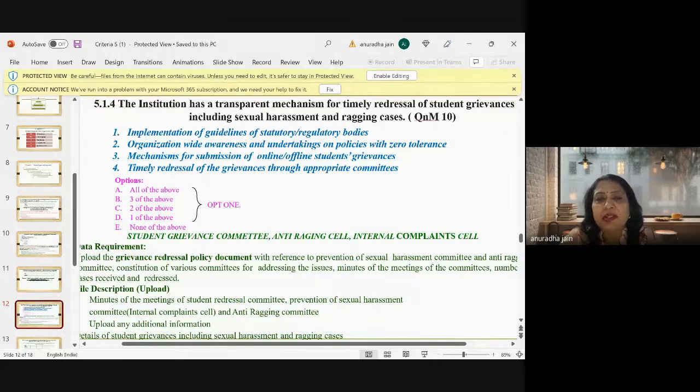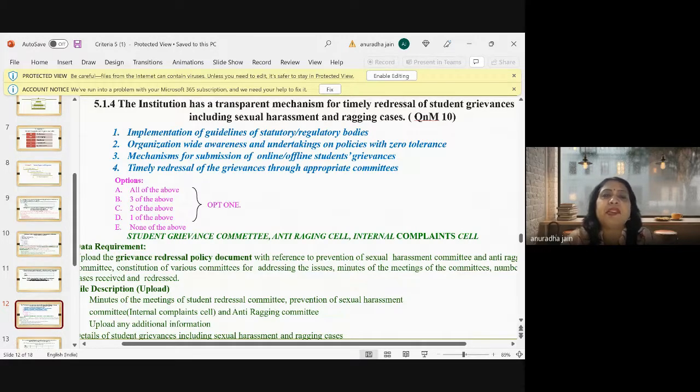Then about this cell also, who are the members and who is the chairperson, where students can contact in case of any problem. All this information also has to be displayed on the website, on the notice board, and in the student handbook which we circulate to the students. So it means that every student should be aware of this.